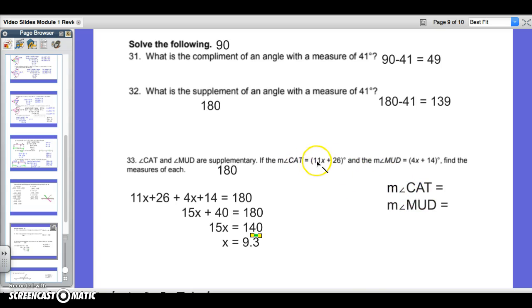So when I plug it into CAT, plug in 11 times 9.33333333, and then enter, and then hit plus 26, and you're going to get that CAT is equal to 128.6 repeating. You can round that to 128.7, that'd be okay with me. And then you plug it into MUD, and you find out that MUD is equal to 51.3. And those two things do add up to 180 degrees, so you know you did it right.